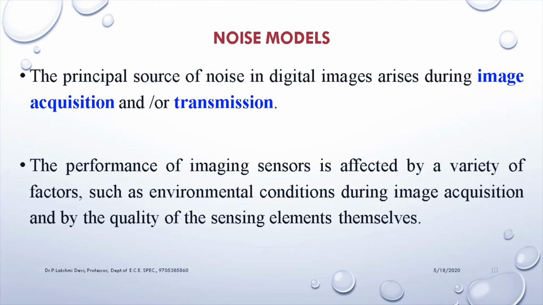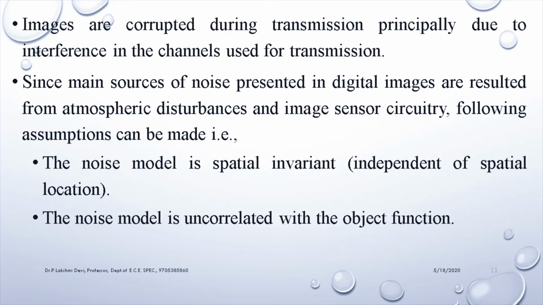Now let us see what the different noise models are. But first, what is a noise model? The principal source of noise in digital images arises during image acquisition and transmission. As already discussed, the performance of imaging sensors is affected by a variety of factors, such as environmental conditions during image acquisition and the quality of the sensing elements themselves. Images are corrupted during transmission principally due to interference in the channels used for transmission.